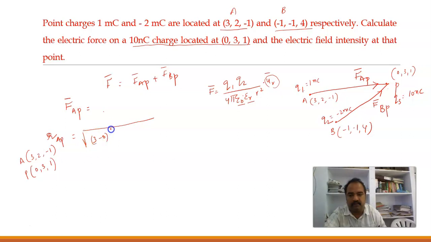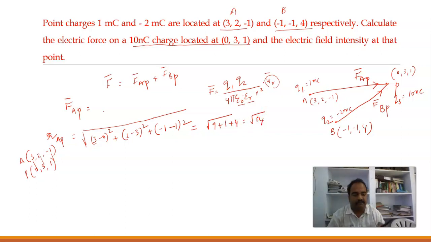the square root of (3 minus 0) whole square plus (2 minus 3) whole square plus (-1 minus 1) whole square. Right? So see, 3 minus 0, 2 minus 3, and -1 minus 1. So it is the square root of 9 plus 1 plus 4. It is the square root of 14.